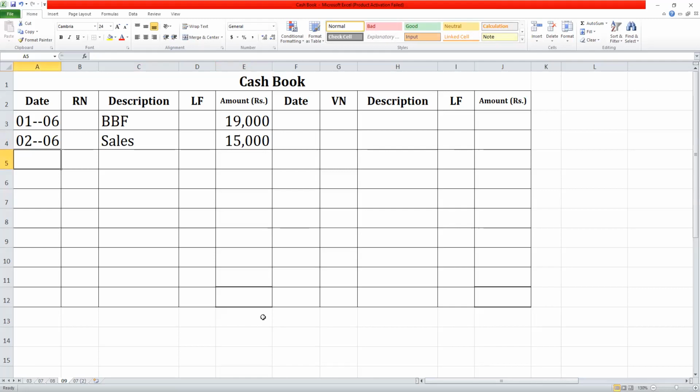Homework. You have to describe these transactions personally. Put the date 2nd of June. Cash sales 15,000. That is homework.